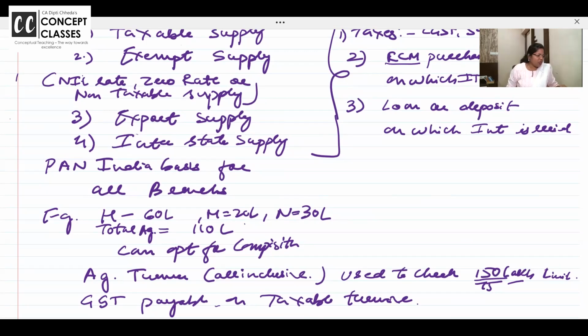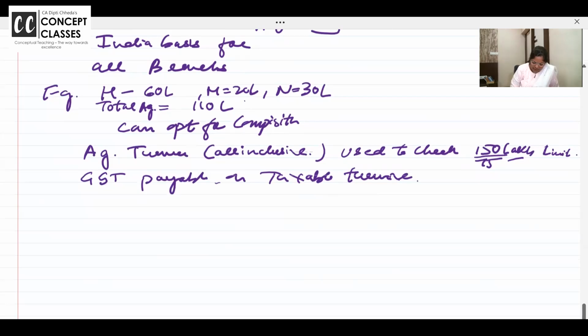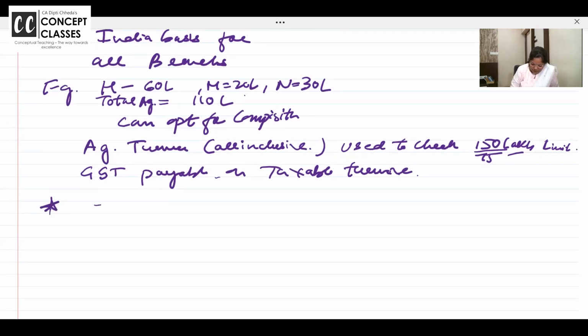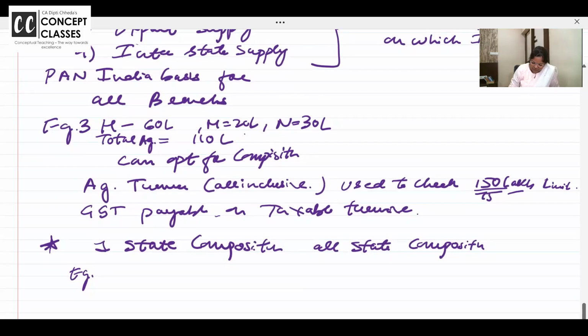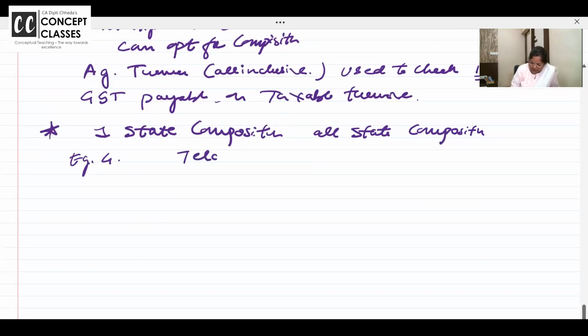Now, how in this turnover we can write the example that, okay. Next point I want all of you to write is: one state composition, all state composition. Example. आज बहुत एग्जाम्पल दिमाग में आ रहे हैं सब अपने मन से. ये थर्ड हो गया. फोर्थ एग्जाम्पल लिखो. एग्जाम्पल फोर्थ. तेलंगाना. We are in Telangana, Hyderabad.